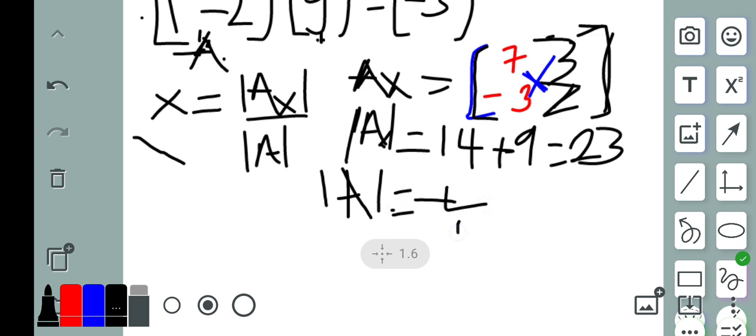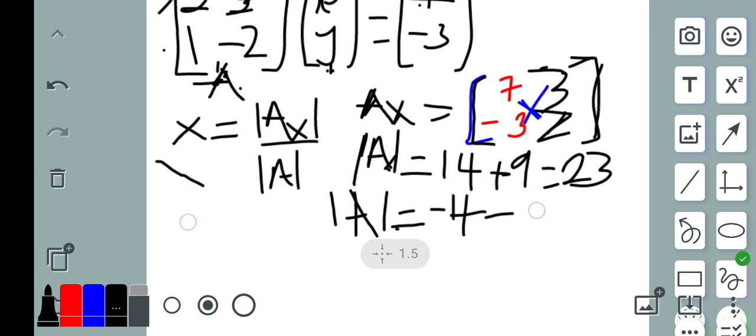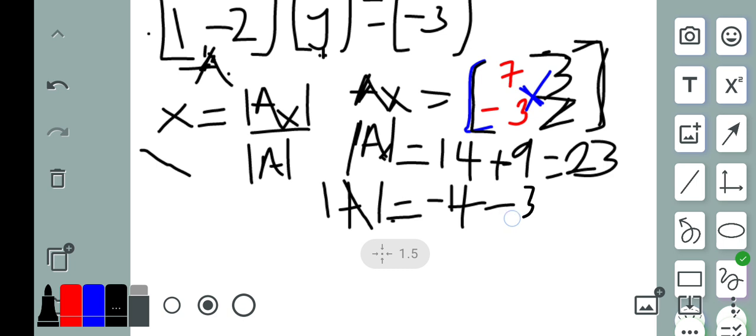Sorry about that. Minus 4. Minus 3 times 1 will give me 3. So minus 4 minus 3 will give me minus 7. So this is my determinant of A. I get it now. Okay.